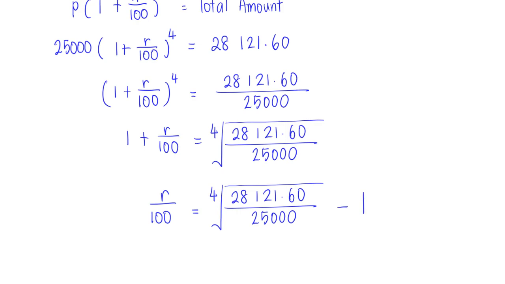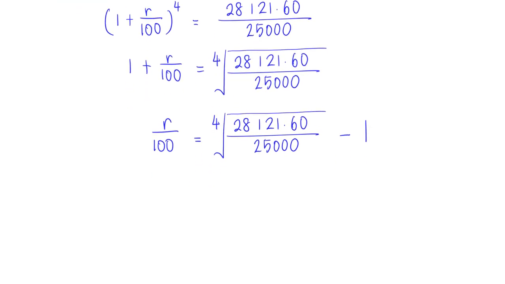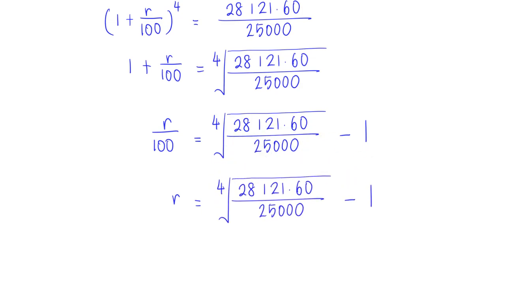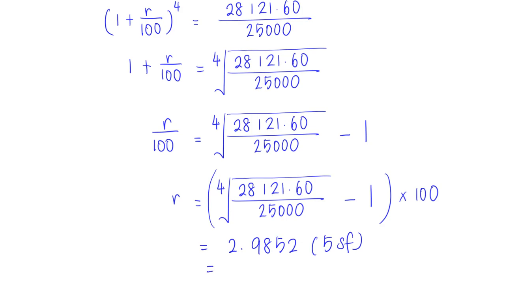And then this whole thing, I will have to then multiply by 100. So my R will be equals to this whole expression here. I will then multiply by 100, and this will give me a value of 2.9852 to about 5 significant figure. Final answer 3SF. The value of R will be 2.99.